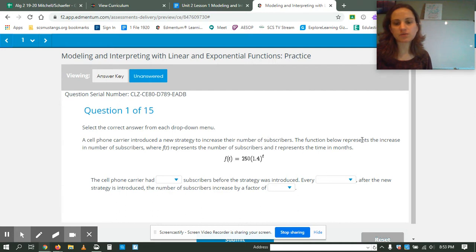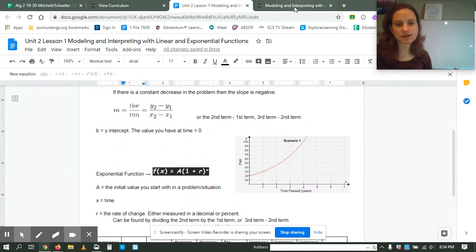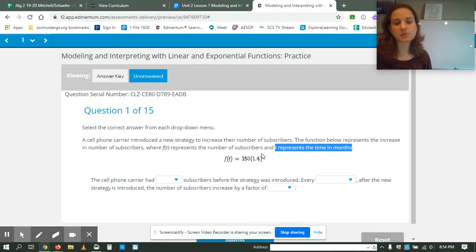The function below represents an increase, so important words we want to pick out and think about: increase in the number of subscribers, where f of t represents the number of subscribers, and t is the time that I talked about. They used x when we looked at it in our equation over here. Here they're using t to remind us that it's time, and it represents the time in months.